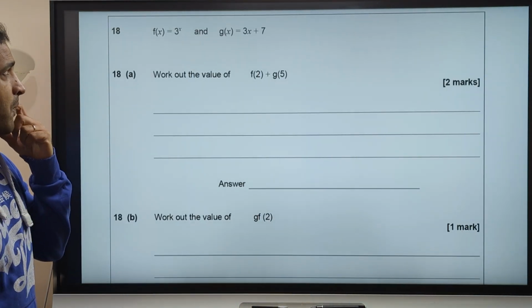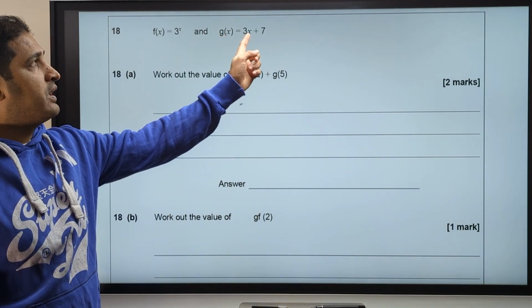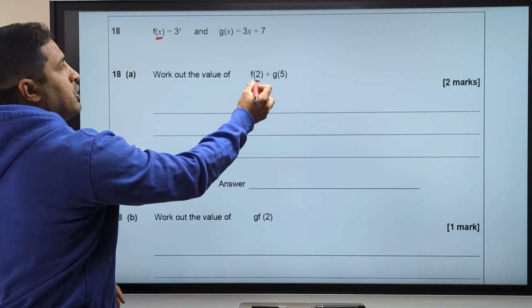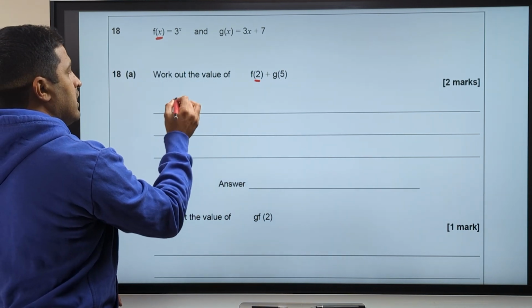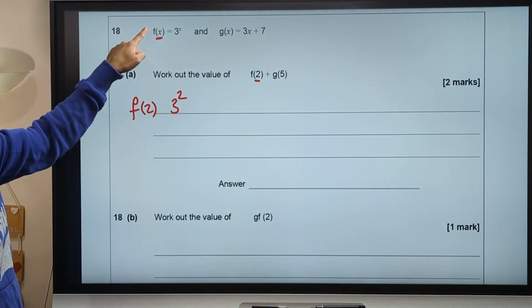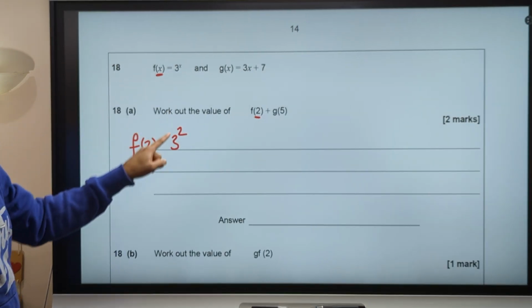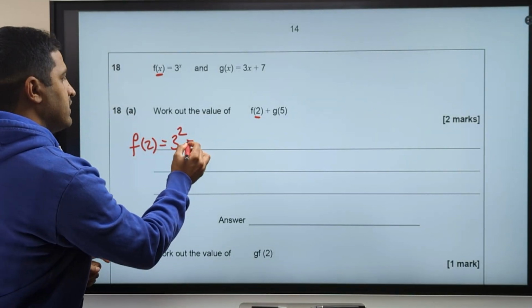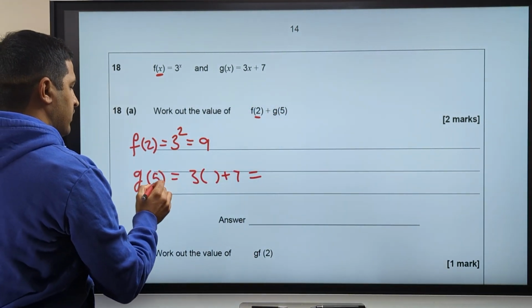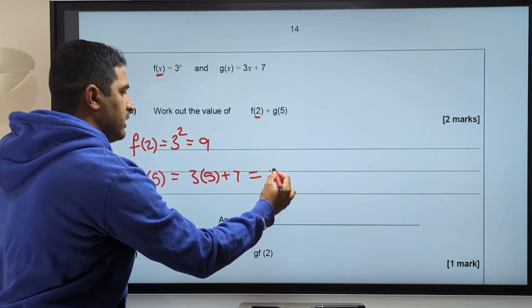f of x is 3 to the power x, and g of x, another function of x, is 3x plus 7. Work out the value of f2 and g5. So instead of x, we're substituting 2 in the function, so 3 squared, that's f2. Wherever the x is in the function, that's what it means. We're substituting x equal to 2, so 3 squared, which is 9. So replacing x with 5 in g, 3 times 5 is 15, 15 add 7 is 22.